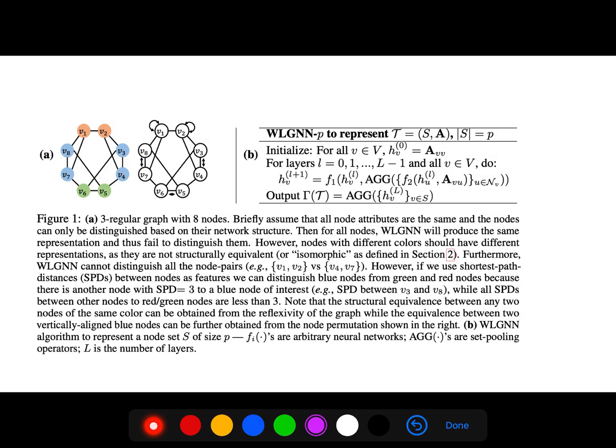So you see a 3-regular graph with 8 nodes. Briefly assume that all node attributes are the same, and the nodes can only be distinguished based on their network structure. So it's very easy. We just use F1 and F2, and so we aggregate and then combine. So we update like this.